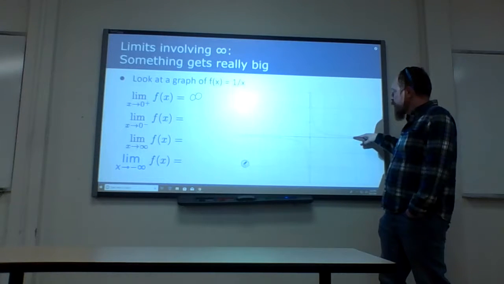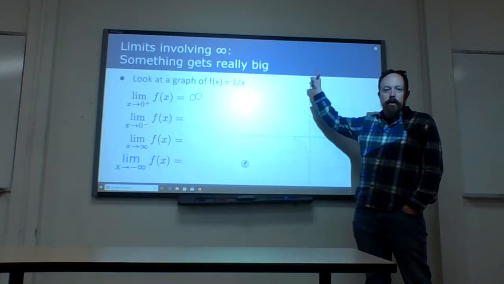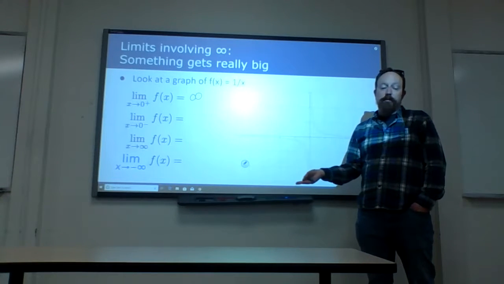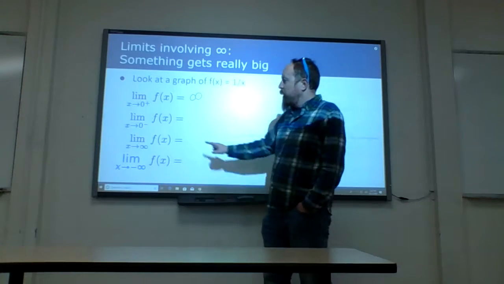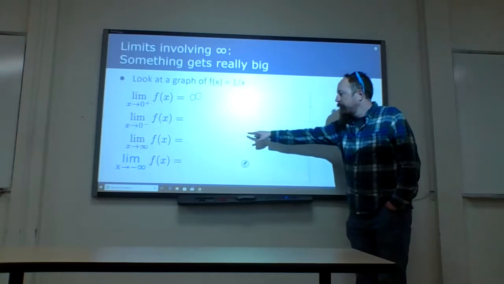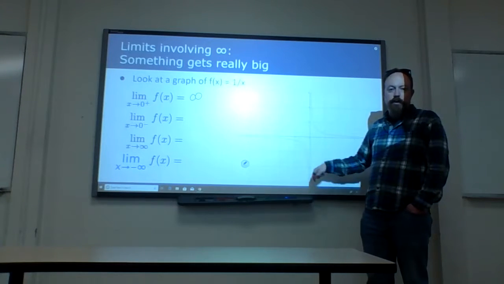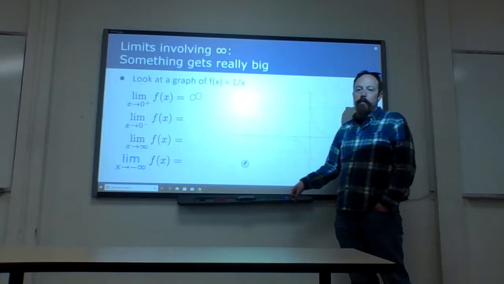Because as x approaches 0 from the right, our function values go up and up forever and ever without any possible bound. Similarly, I think a sensible answer to the question, the limit as x approaches 0 from the left, is negative infinity, because the function output values go down and down forever without any possible bound.